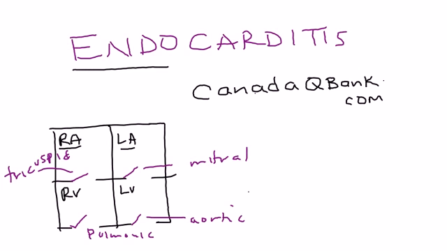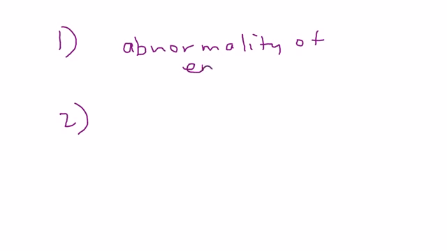Now, the problem is that sometimes these valves can become infected with bacteria, and when that happens, it's endocarditis. Now, there's two factors that you need to have endocarditis. The first one is some sort of abnormality of the endocardium. Endocardium, of course, is referring to the muscle of the heart. And what type of abnormalities? Well, really what we're talking about is abnormalities involving the heart valves. So that's the first thing you need.